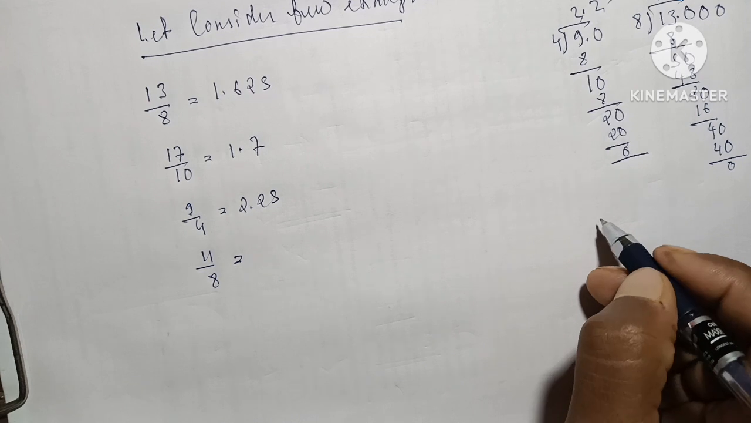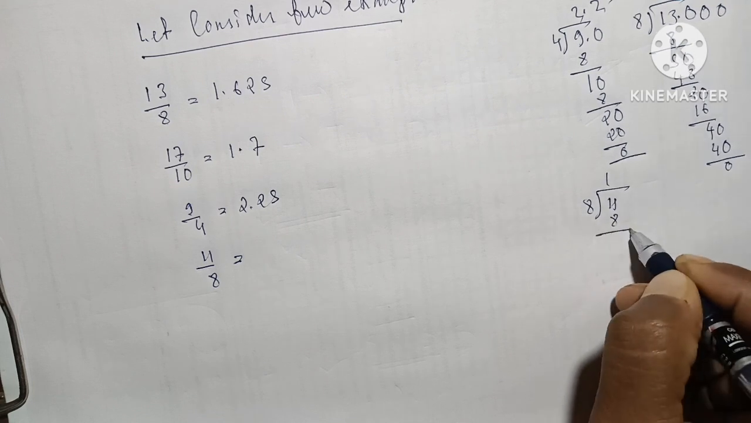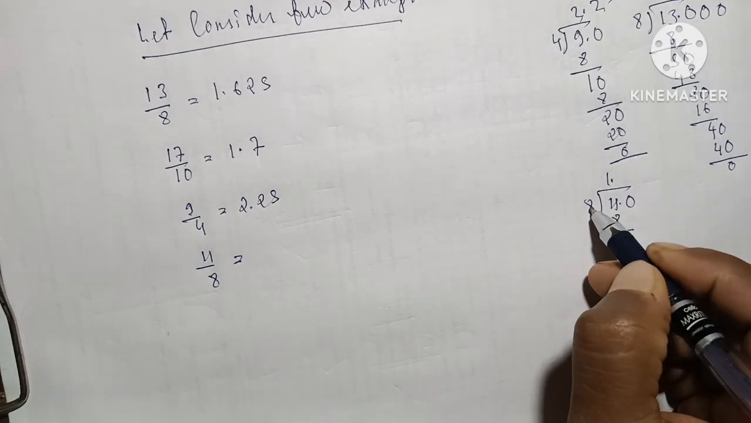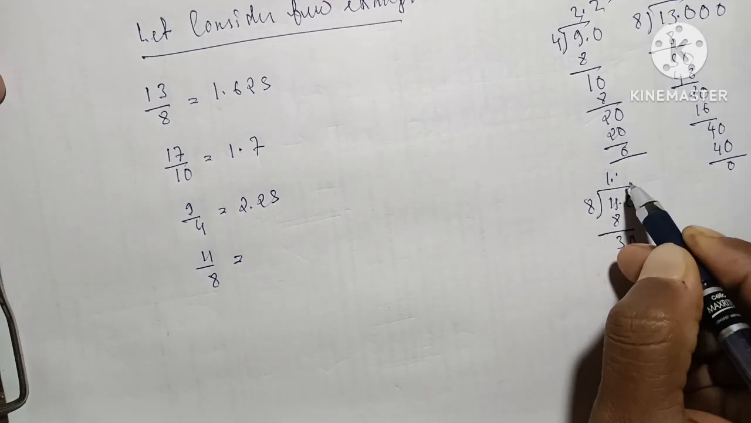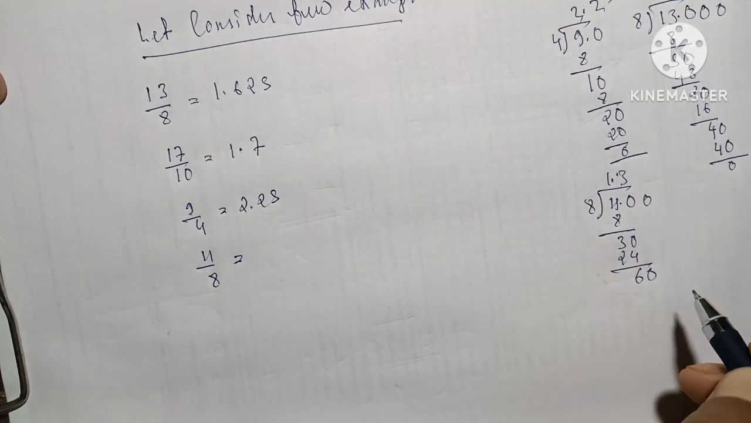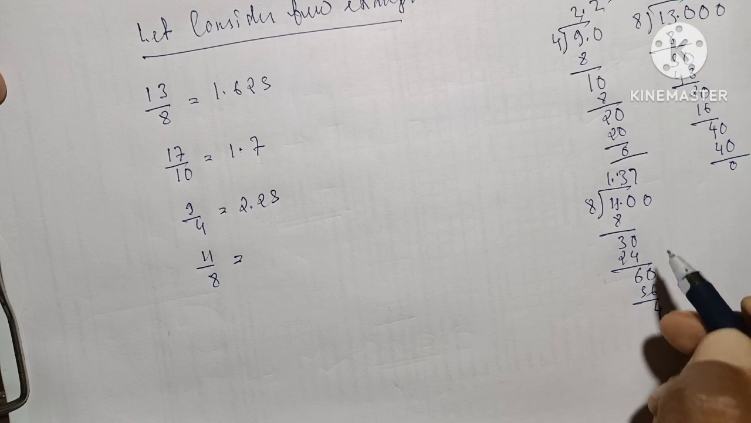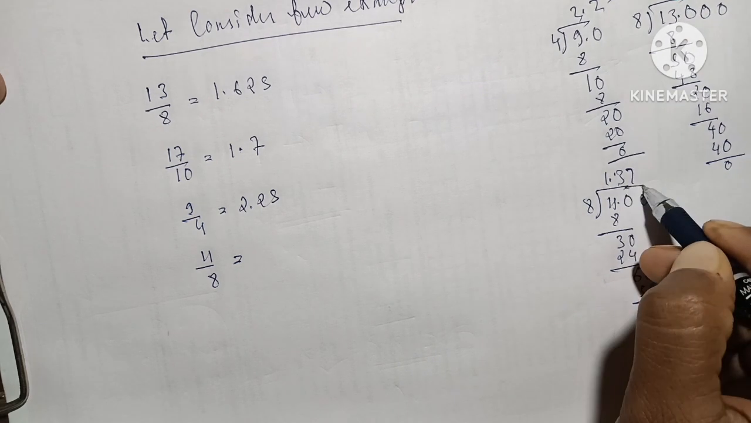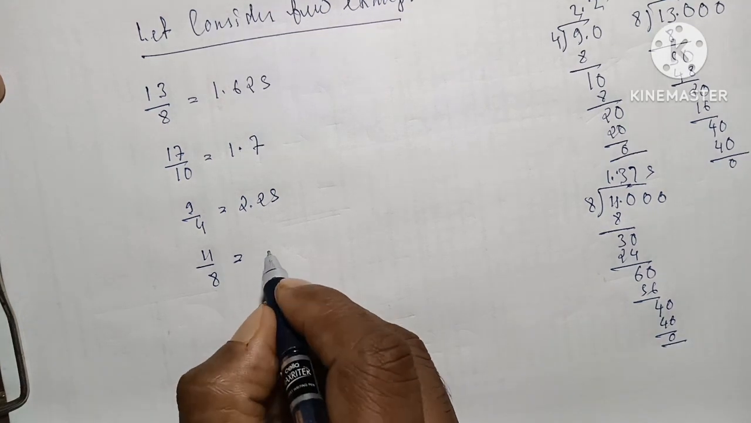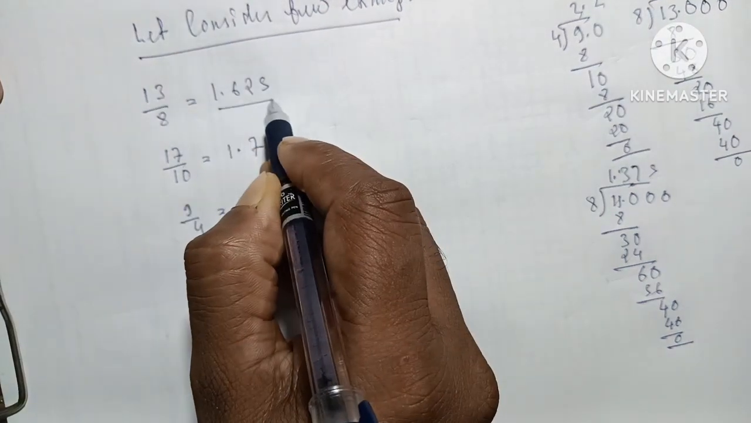Then the last example, 11 by 8. Let's see, 11 by 8. 8 ones are 8, then 3. Here give decimal 0, here also decimal 0. 8 3s are 24, then 6, here also 0, here also 0 comes. 8 7s are 56, 4, here also 0. 8 5s are 40. Then 1.375. This one you see, this is a terminating decimal expansion.